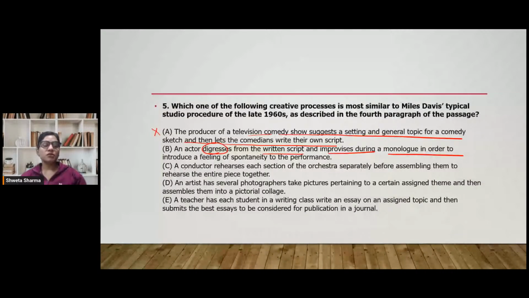A conductor rehearses each section. So what we're trying to do is figure out an analogy which is used in the paragraph, and a similar analogy which can be picked up here.